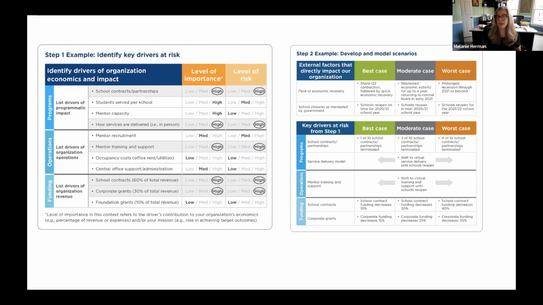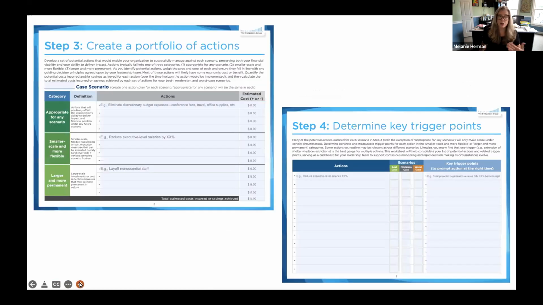So the set of worksheets that go along with this material for bridge span is pretty self-explanatory, and there's some directions throughout. But it will take you a few minutes to really digest it, to really understand it, and then to actually practice using it in your organization.